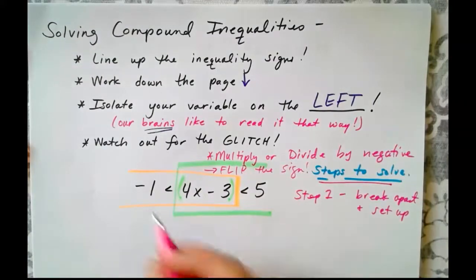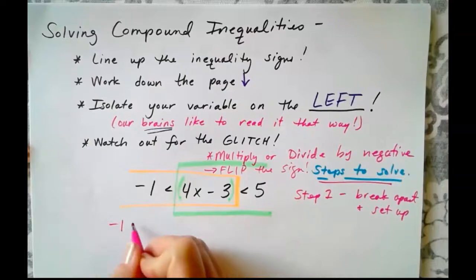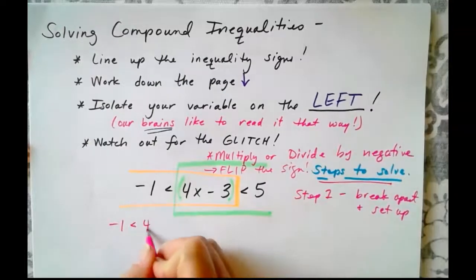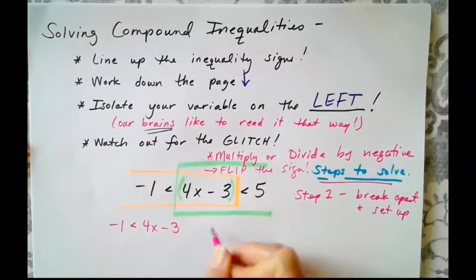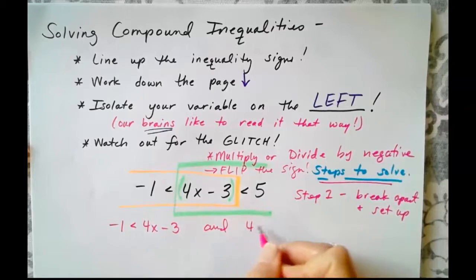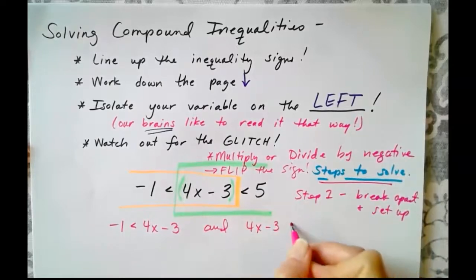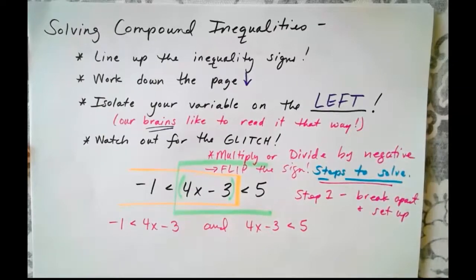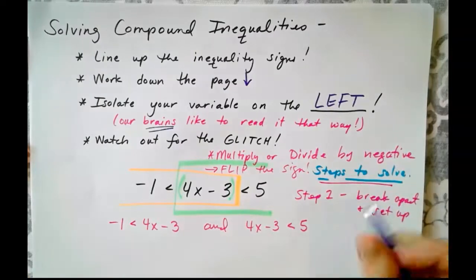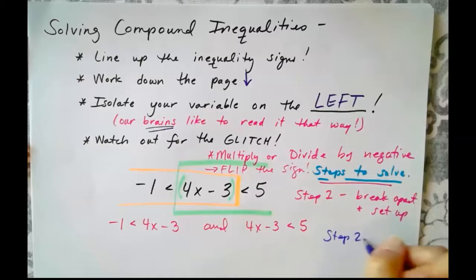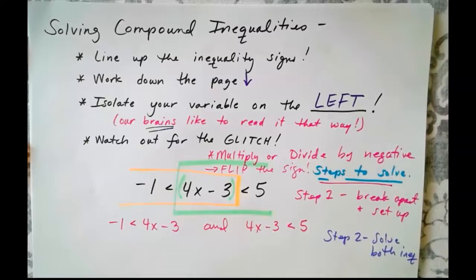So step one, here we go. Negative 1 is less than 4x minus 3. And 4x minus 3 is less than 5. That is step one. Break apart and set up. So step two is next. And step two is simply going to be to solve both inequalities. And that's what we're going to do next.